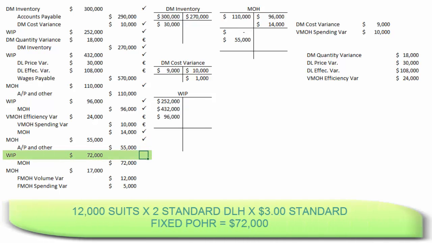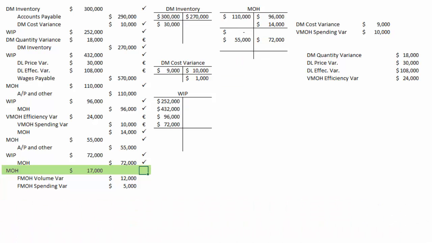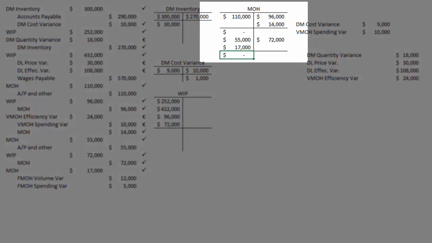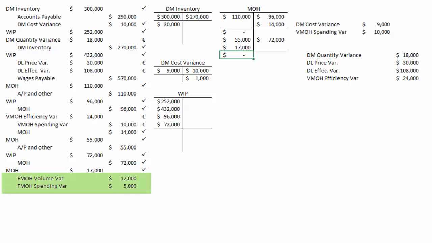We put this into WIP at its standard, 12,000 suits times 2 standard direct labor hours times a predetermined overhead rate of 3. So let me post that to WIP. And I'm going to take it out of MOH. Then we needed to zero out MOH. So I'm going to post the $17,000 over here to MOH. And of course, that gives us another $0 balance. And the variances are both credit balance variances. So I need to debit both of them and add the symbol showing that I have just added those to the journal entry that we are building on the right.